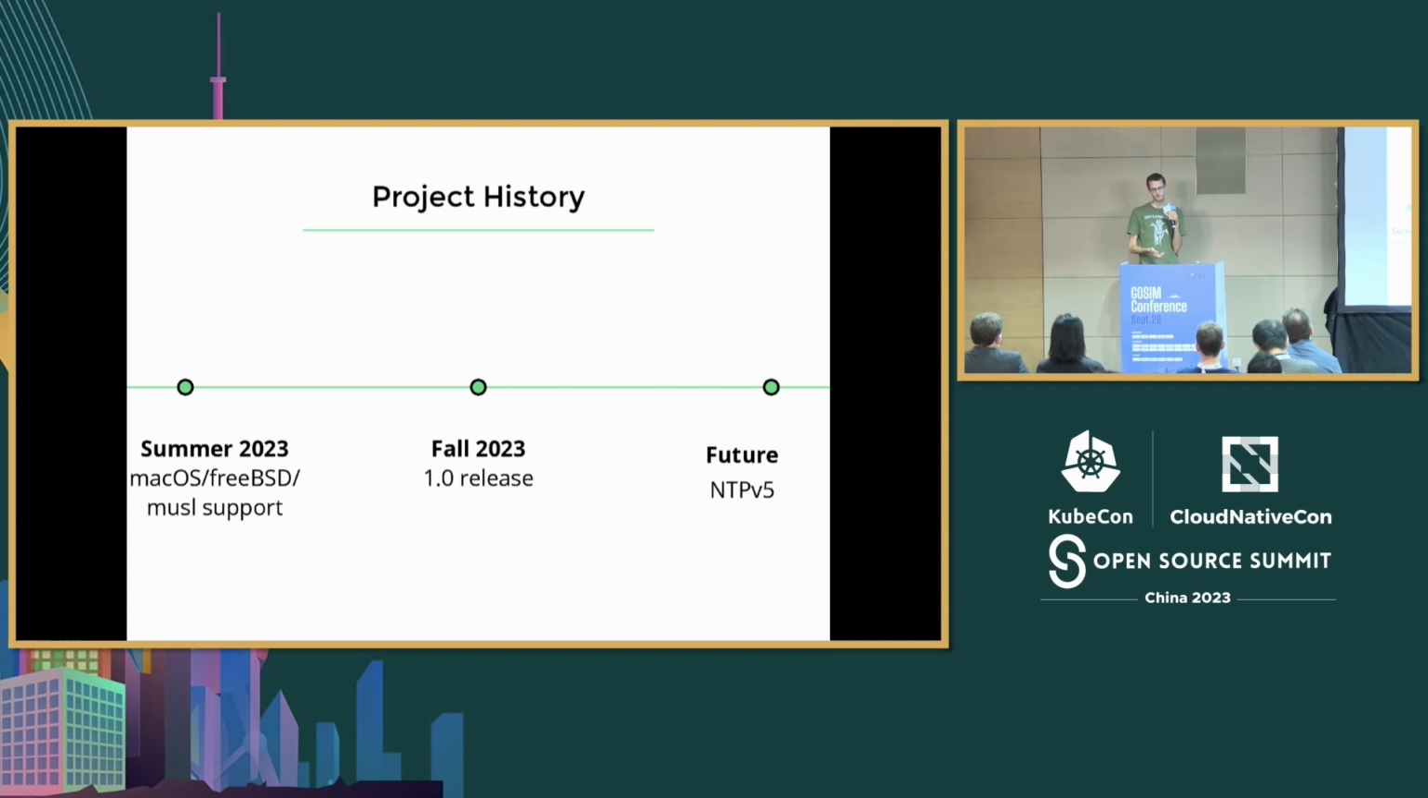And macOS is kind of for fun. FreeBSD is cool. We got a bunch of their community to help us set it up. And musl is actually very useful for making statically linked binaries. So now we're really close to a 1.0 release, and we also have funding now from the Sovereign Tech Fund to continue development well into 2024, and also do a bunch of community stuff and experimental things.